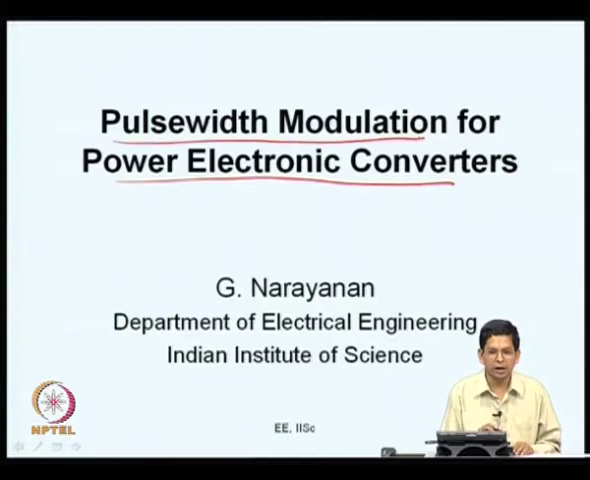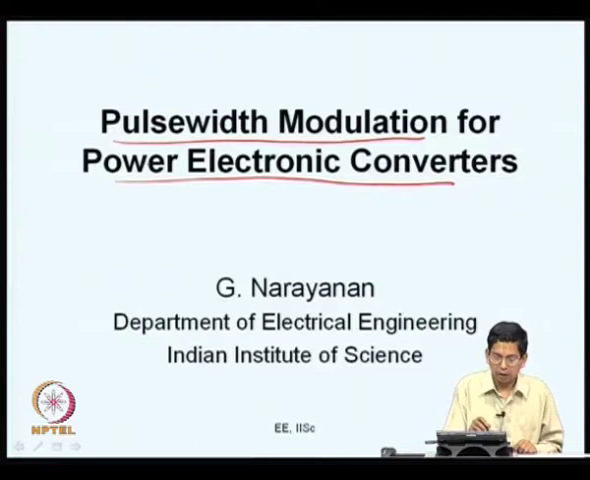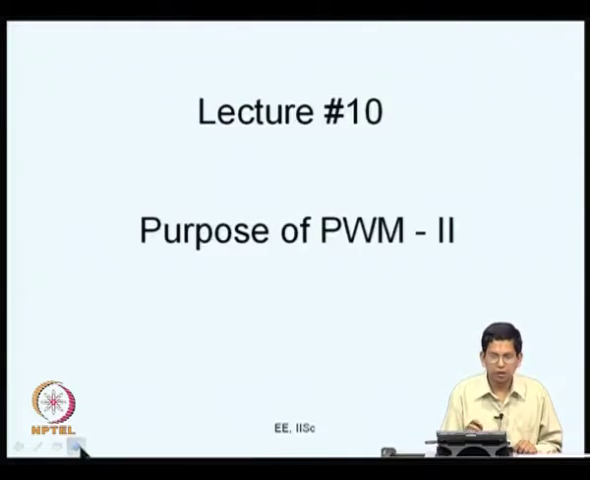Firstly, we have been looking at the purpose of pulse width modulation. Among all the power electronic converters, our focus will be on a 3-phase voltage source inverter, and we are trying to look at certain modulation methods for that. So, to start with, we are looking at the purpose of pulse width modulation. In the last lecture, we saw a few things in terms of why we need pulse width modulation, and this is going to be a continuation of that.